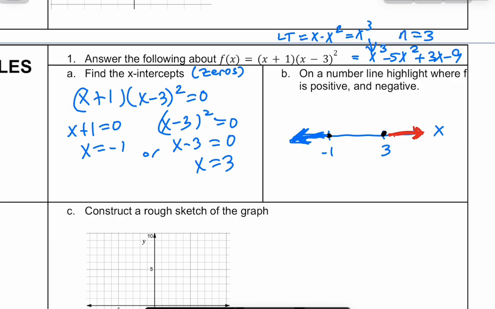So here's how you check. If I plug in 0 to our original function, 0 is any number. It could be any number between negative 1 and 3. Pick a number. I like plugging in zeros. Zeros are nice to plug in. If I plug in 0, I get 1 times negative 3 squared, or positive 9. A positive implies that my function is above the x-axis. It has a height more than 0. So this section has to be red. So that function has to be above the x-axis.